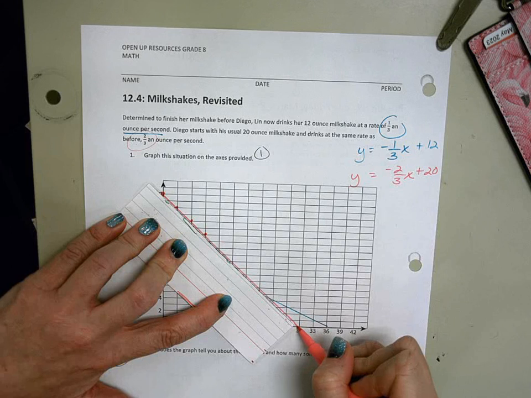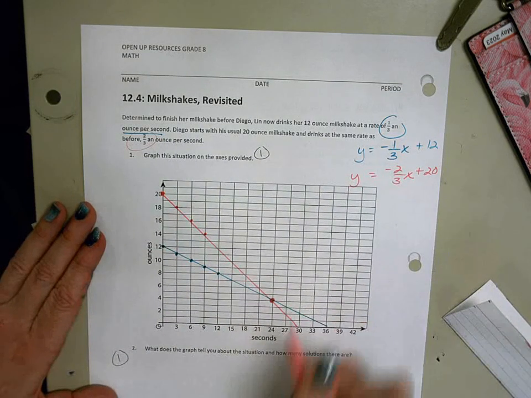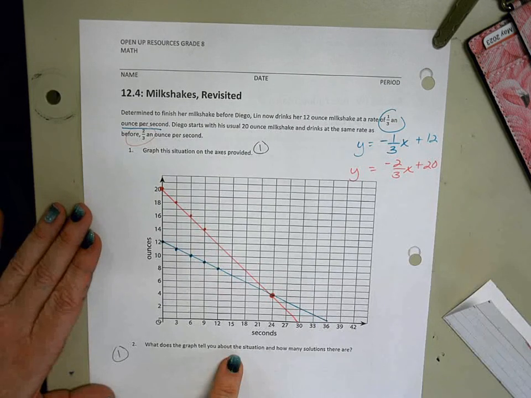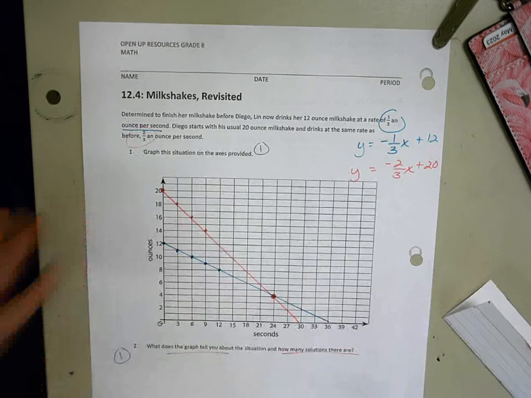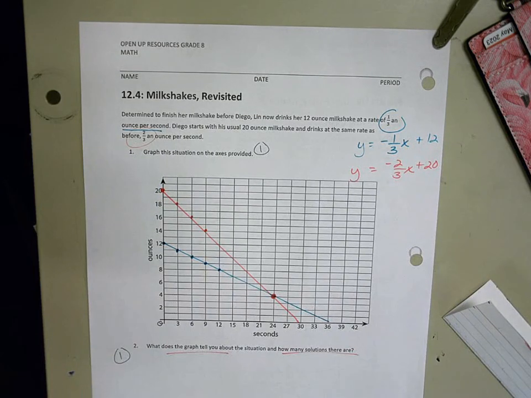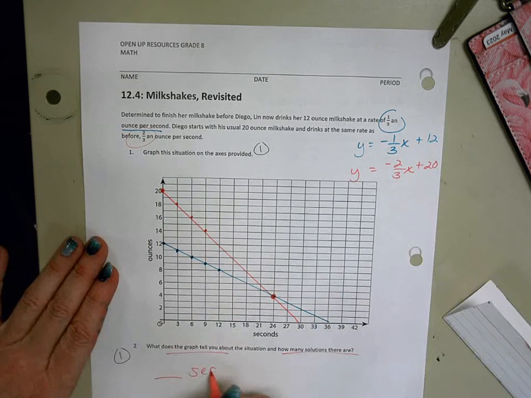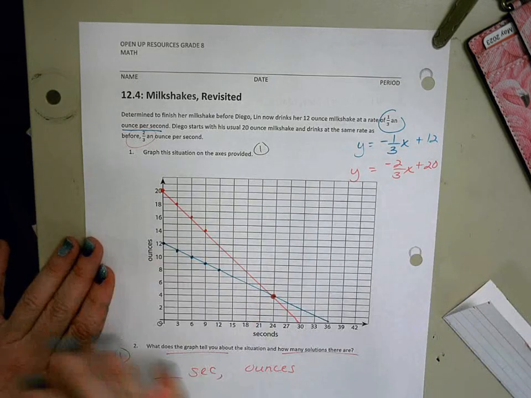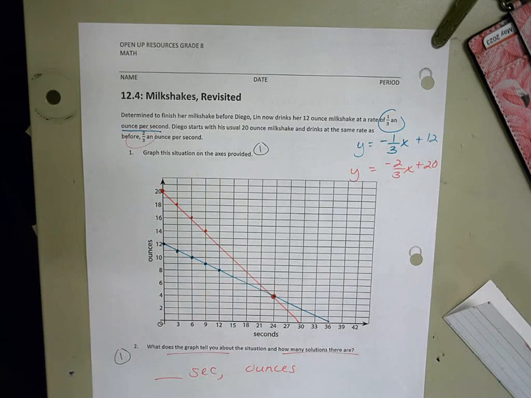All right, okay. So there's my graph. We have a point of intersection. Maybe from here you can go ahead and tell me, what does this graph tell us about this situation and how many solutions are there? What does that solution tell us about their seconds and their ounces? What do you notice about Diego's rate? What do you notice about Lynn's rate? All kinds of fun things that you can look at for this problem.